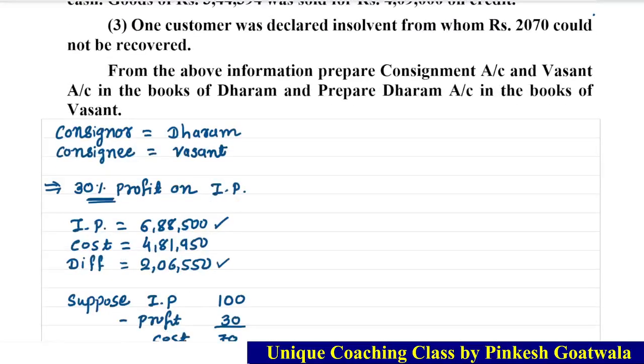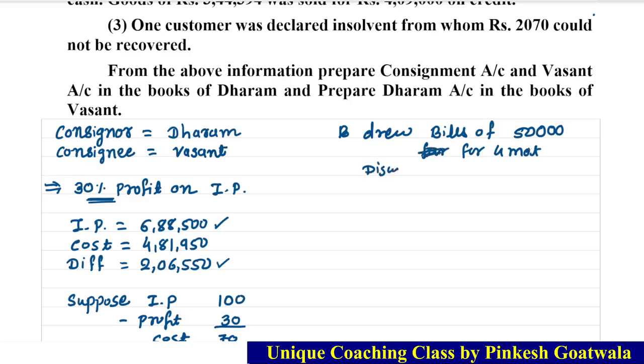So I just remind you, normally which type of question comes. Normally they give that they drew bills of, suppose, 50,000. Okay, suppose આપેલું છે drew bills of 50,000 for 4 months. Okay, કેટલા month ની છે? 4 month ની છે, and the point is discount after 1 month at 12%.